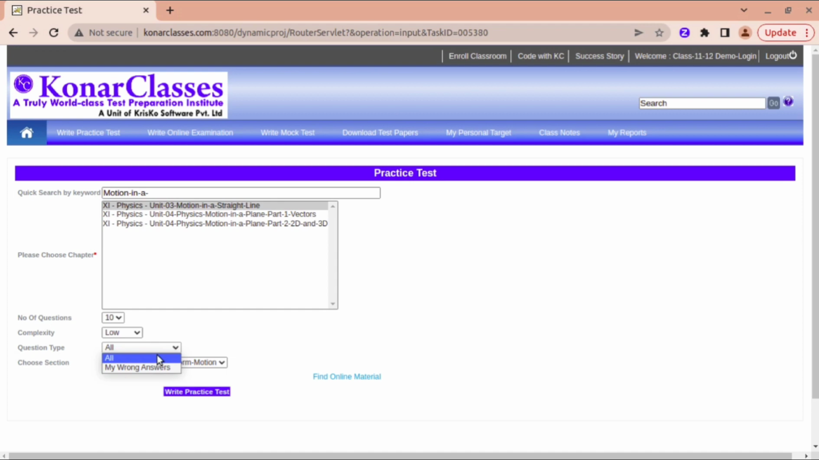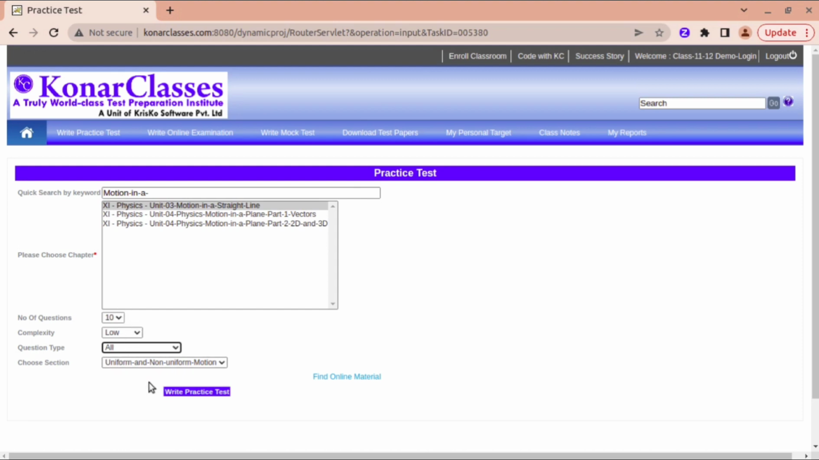All means it will take questions from the entire question bank, and my wrong answer means it will select those questions from the question bank where you made mistakes earlier, when you appeared for a practice test from the same unit or chapter. So those questions will appear here under question type. Here you need not worry, just choose all, and then choose the section uniform and non-uniform motion.